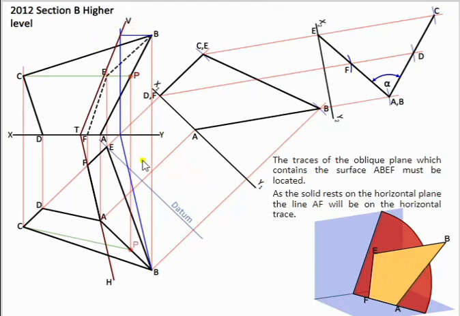So that's our vertical trace drawn and our question fully answered. That was all that was involved in the 2012 higher level question on intersecting planes.